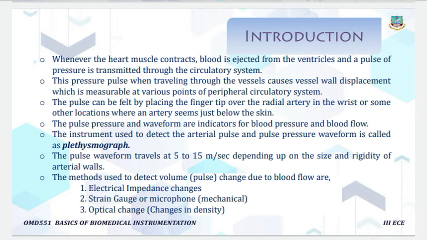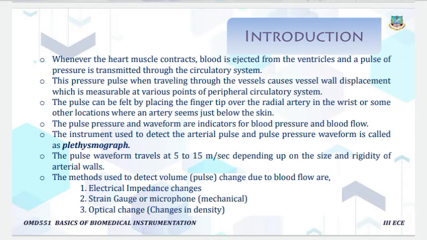When the blood is ejected from the ventricle, the pulse of pressure is transmitted through the circulatory system. When this blood is flowing through the vessels, there will be some displacement in the vessels. This displacement in the vessels can be measured at various points of the peripheral circulatory system.